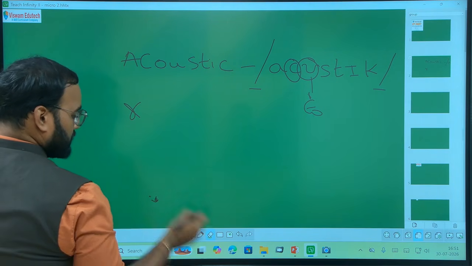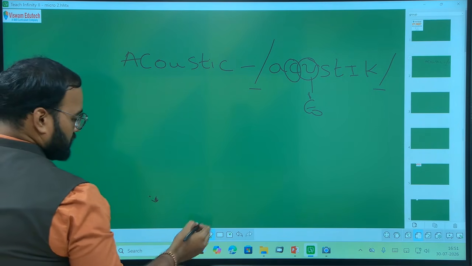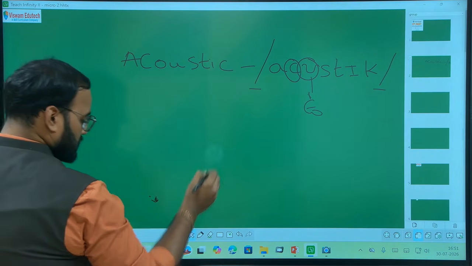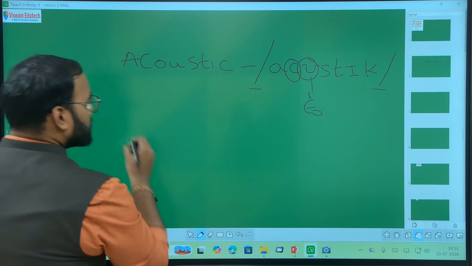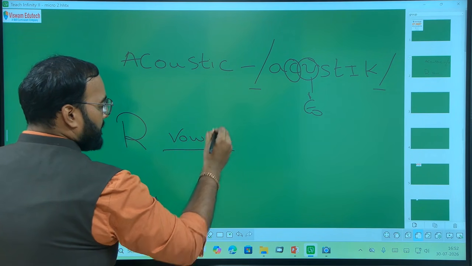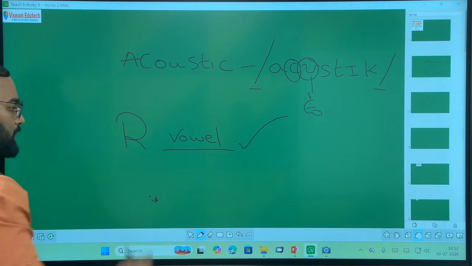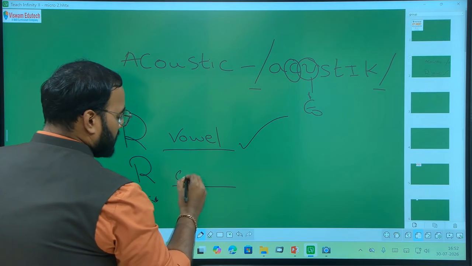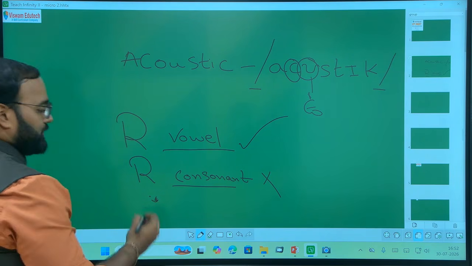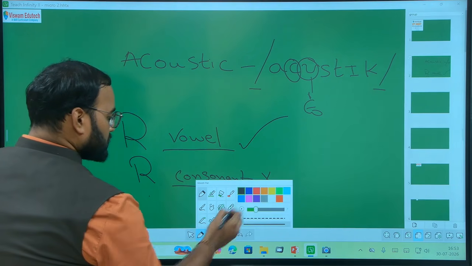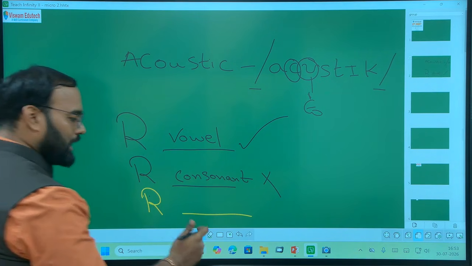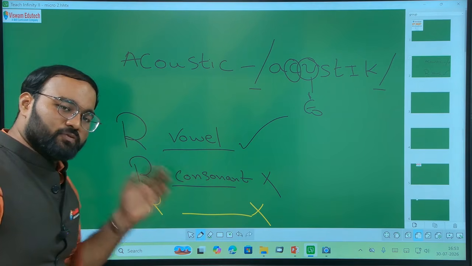If next to R we have a vowel, then we can pronounce R. If next to R there is a consonant, we should not pronounce R. And if next to R we don't have anything, if a word ends with R, we need not pronounce R. So these are the R rules which we have in British English.